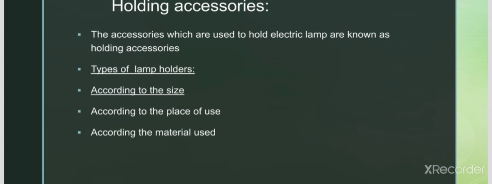Coming to the angle holders, these holders are used when the lamps are to be kept at a particular angle. So where can it be used? Angle lamp holders can be used at advertising boards as well as in the kitchen, and these are used up to 200 watts, and it can be rated as 5 amperes, 250 volts.